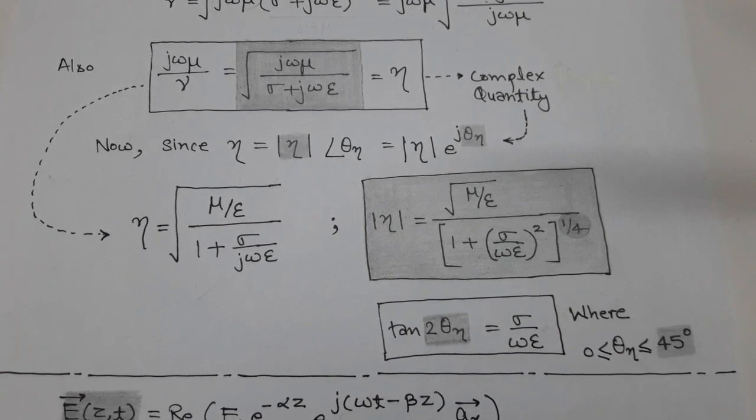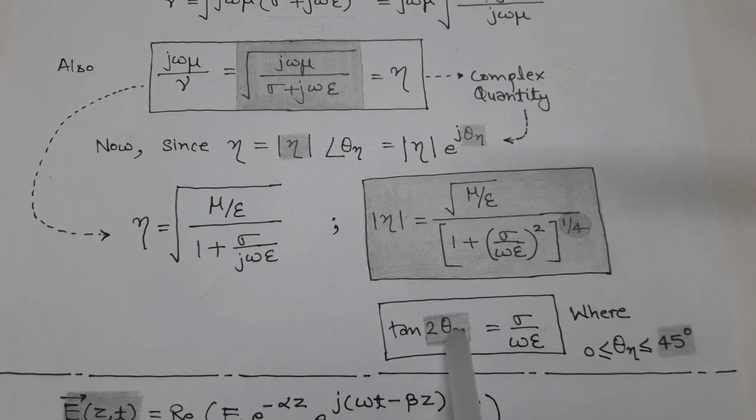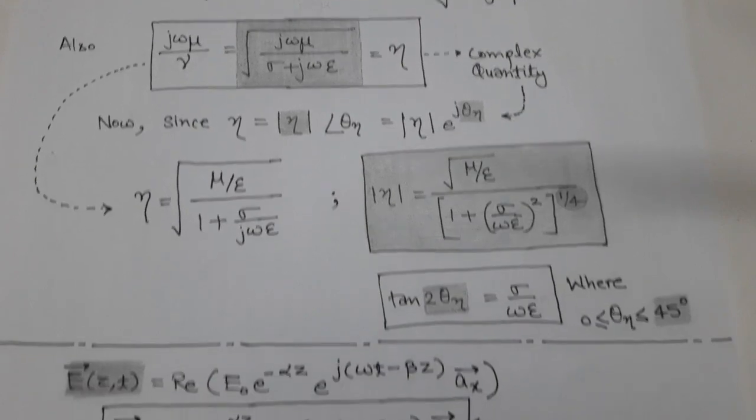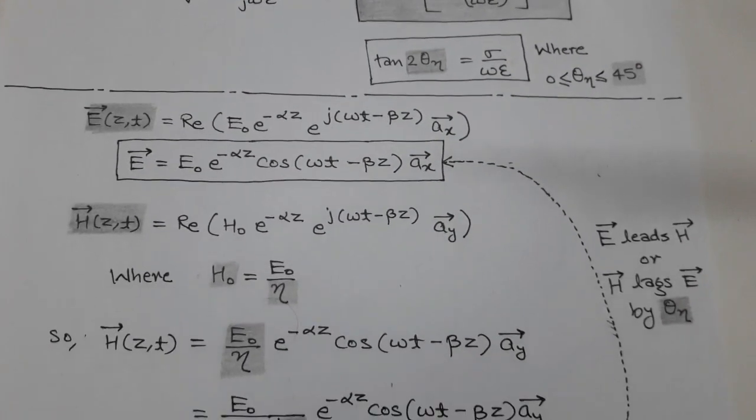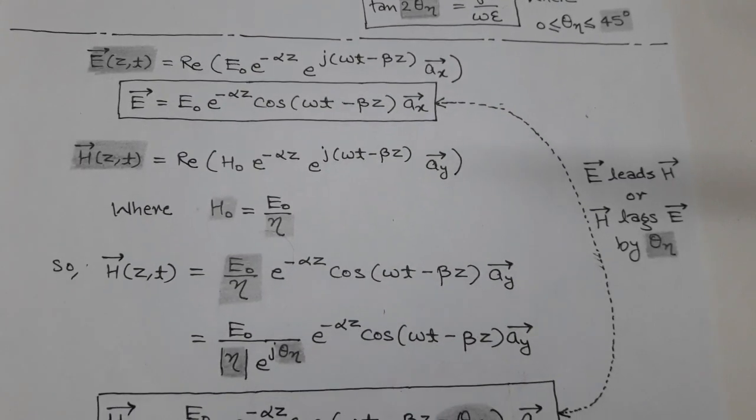And to get the phase, that is theta suffix eta, we take the denominator term, and in the denominator we have sigma upon omega epsilon. So the angle is obtained by tan 2 theta suffix eta equals sigma upon omega epsilon. Here there is 2 into theta suffix eta. This is because here the denominator has a power of 1 upon 4, and here the value of angle theta suffix eta is from 0 to 45 degree. So here we introduce a characteristic of the electromagnetic wave, that is called intrinsic impedance eta.